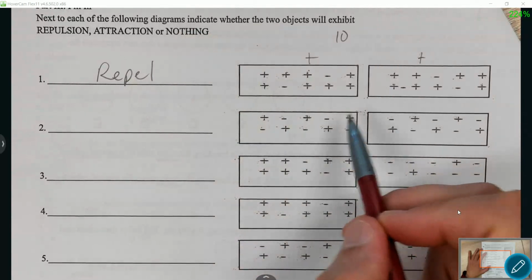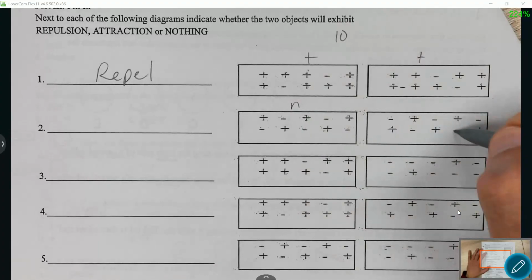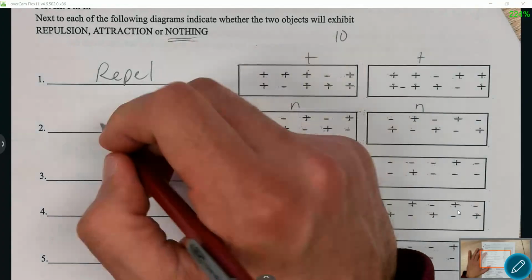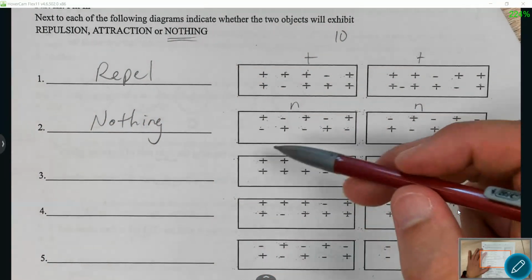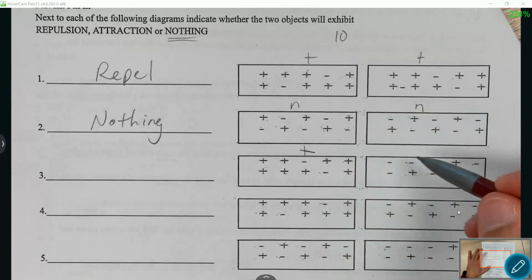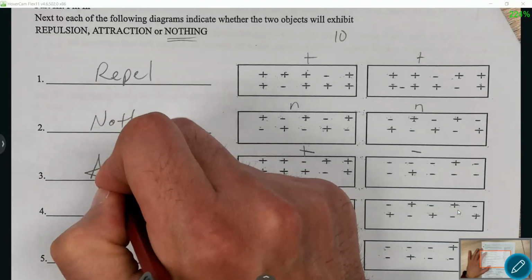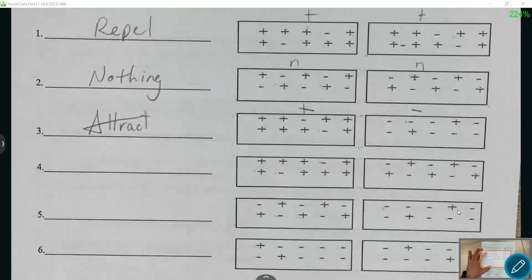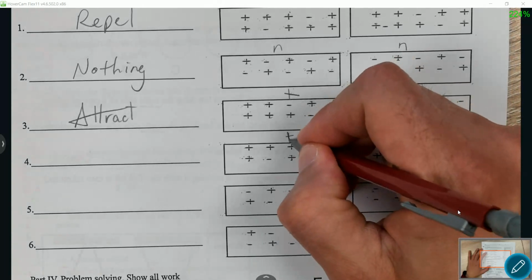1, 2, 3, 4, 5. So it's 5 and 5. So this one's neutral. 1, 2, 3, 4, 5. 5 negatives, 5 positives. This one's neutral. 2 neutrals will do nothing. It's correct. Now we have 1, 2, 3, 4, 5, 6 positive. And this one is definitely negative. Opposites do what? Opposites attract. So they attract positive, positive, positives. So this one's all positives.